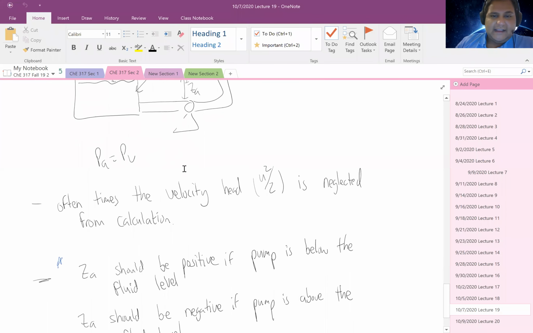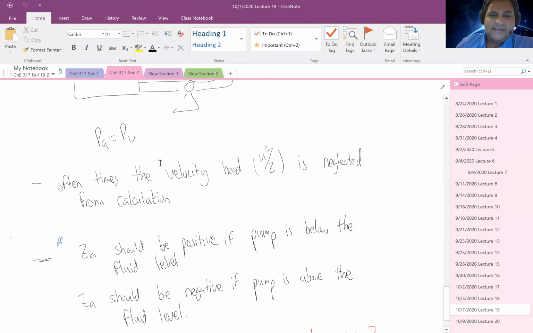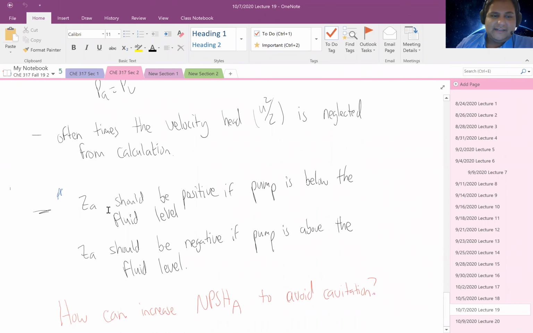I had stated a couple things to keep in mind. Velocity head is often neglected from the calculation because the value you typically obtain is very small as compared to the other terms. In addition, even though the expression is traditionally written as minus ZA, the sign of it is going to be dependent on the pump location relative to the fluid level in your inlet.